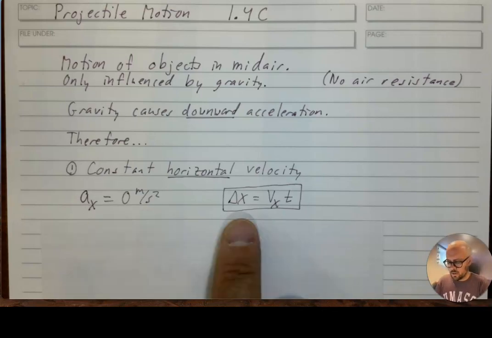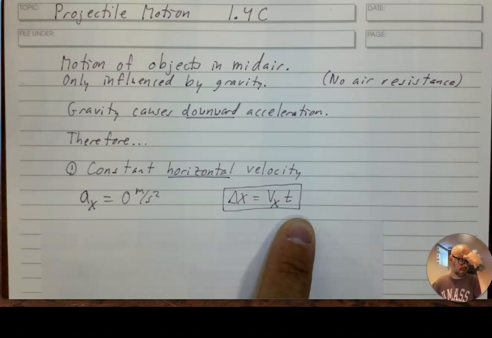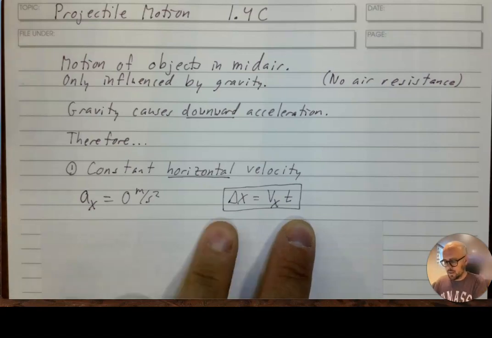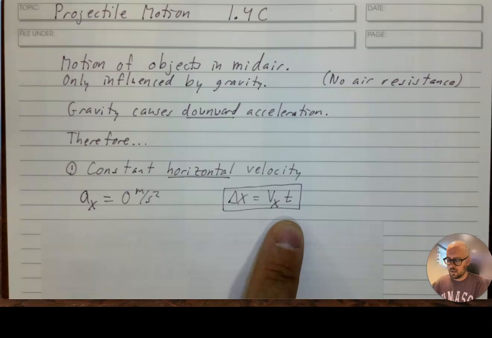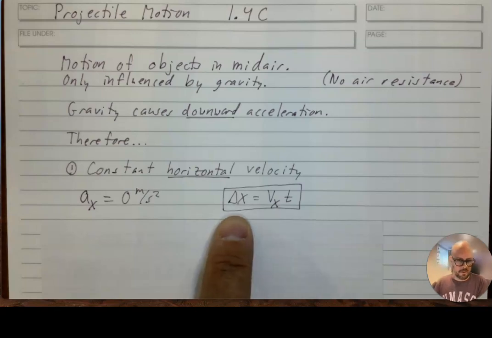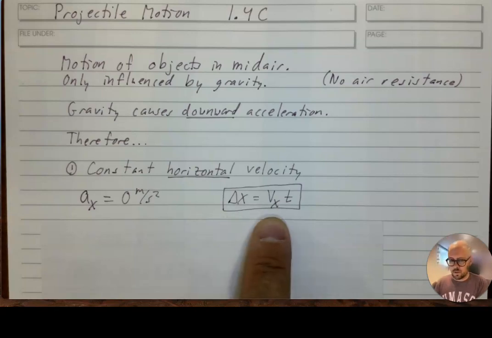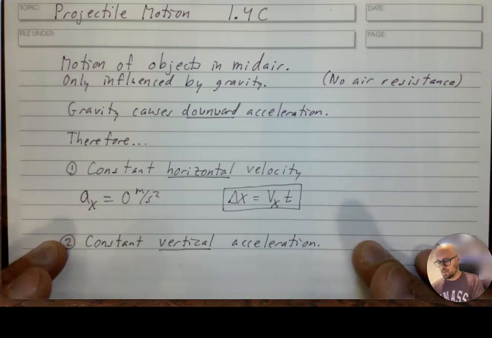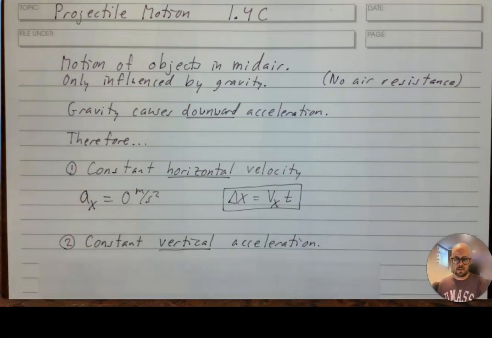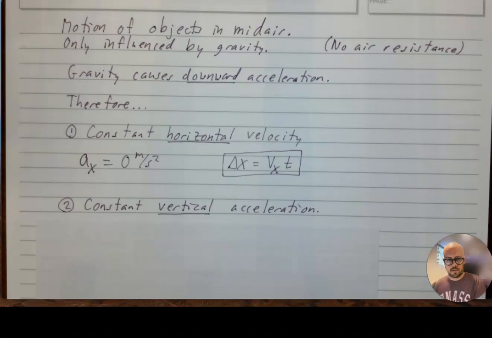This means that we have one equation for motion for a projectile in the horizontal direction. Delta x equals Vx times t. The displacement in the horizontal direction is equal to the horizontal component of the velocity times time. More on that later.